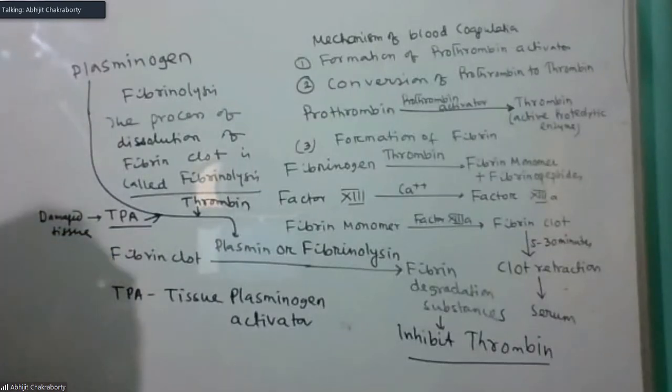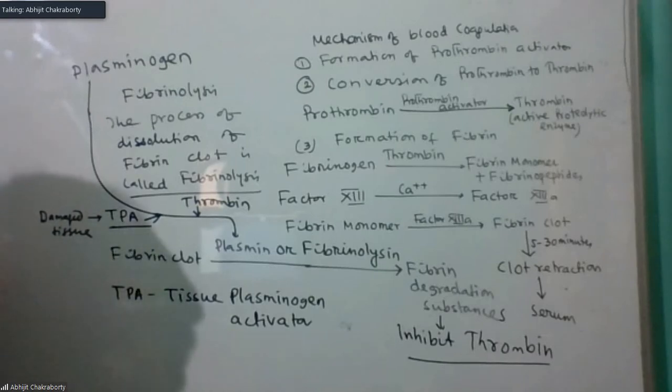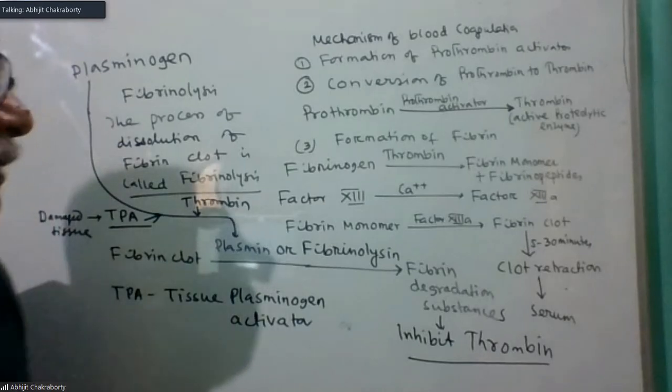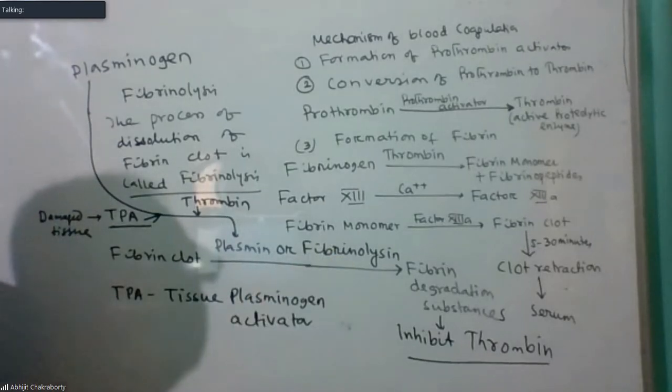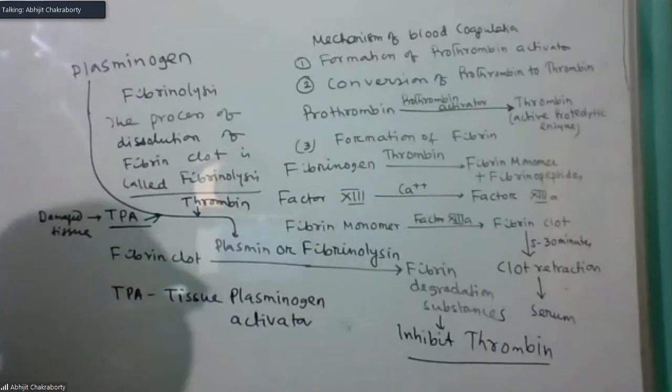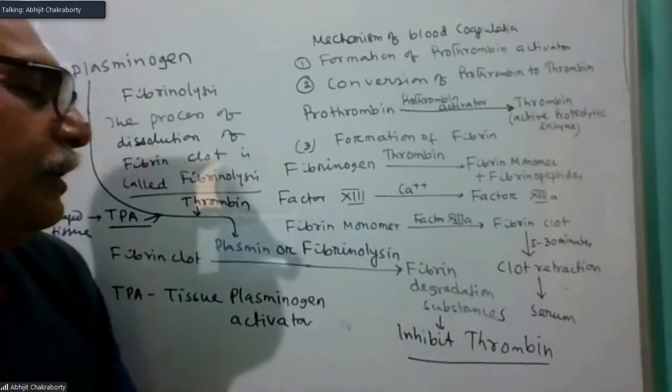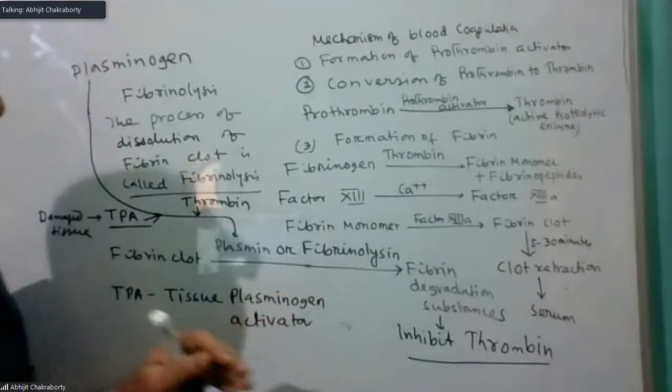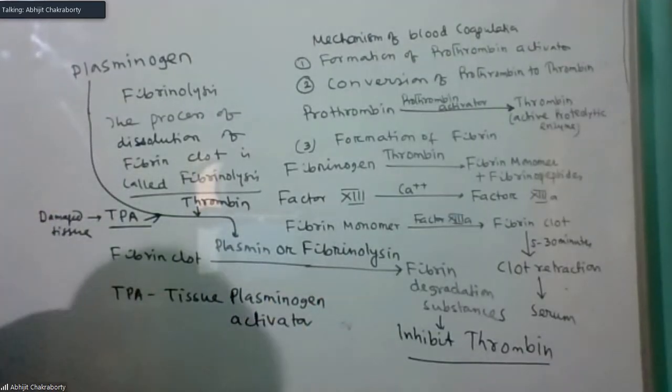Damaged tissue produces TPA. TPA causes the conversion of plasminogen to plasmin, or even thrombin can also help in the conversion of plasminogen to plasmin, so that ultimately dissolution of the fibrin clot occurs. What is the benefit of it? Once the fibrin clot is required to be dissolved, and secondly, the product of this dissolution is required to inhibit the thrombin. So this is what happens in blood coagulation. Now you can say the process of blood coagulation is completed.